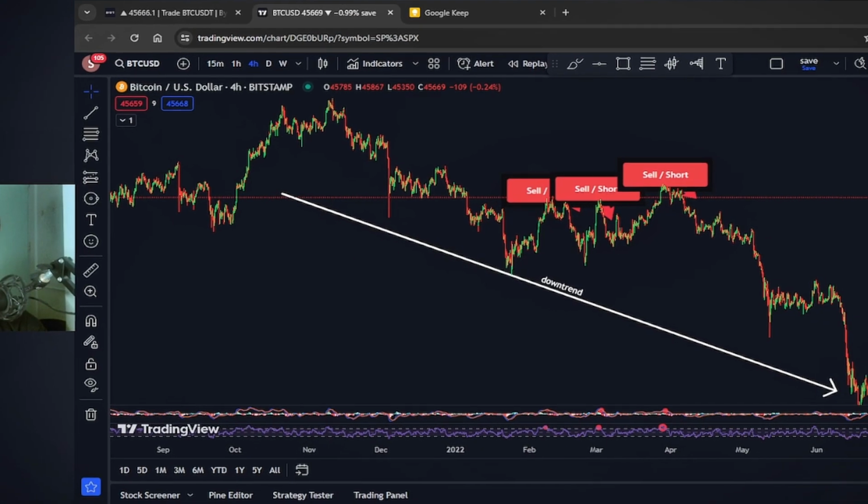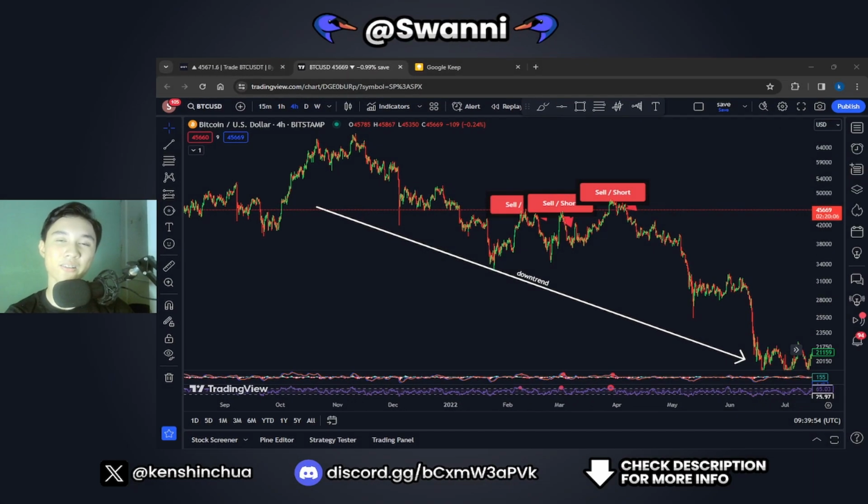Now, I will be showing you guys another simple yet highly effective trading strategy that I frequently use to make informed decisions on my trades. For this trading strategy, we're going to be using the RSI indicator and the MACD indicator.